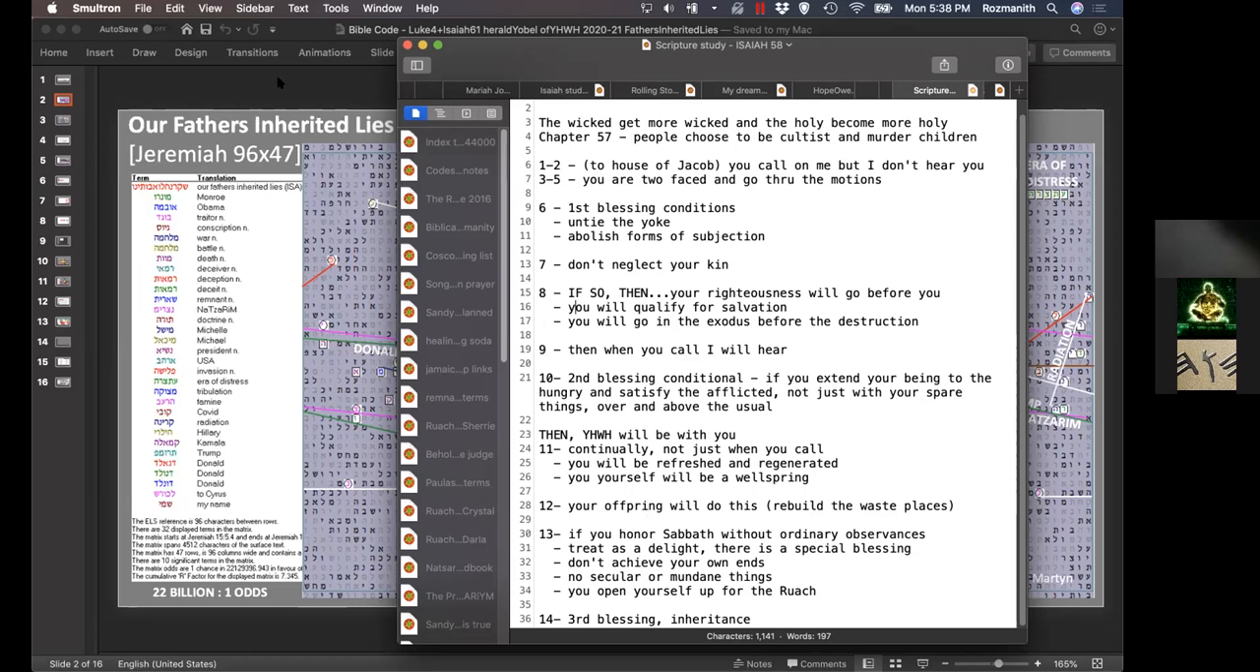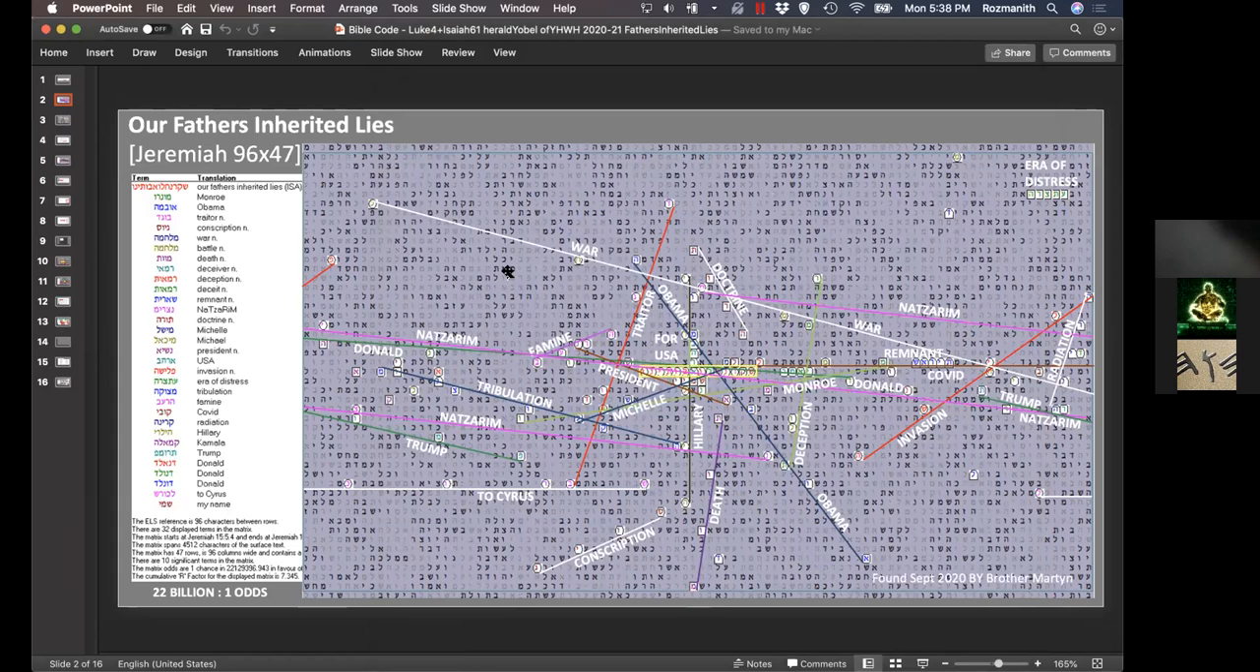So that gets to the code table of the name matters. We did this a few weeks ago, or maybe even in September, so maybe even a couple of months ago. But this was the Our Father's Inherited Lies table, and kind of tied to our time. Because these are, for a reminder, the access terms at a skip of one. They're in the plain text, but they unlock a table which ties this section of Jeremiah to what's going on today. So that's the reason for that.